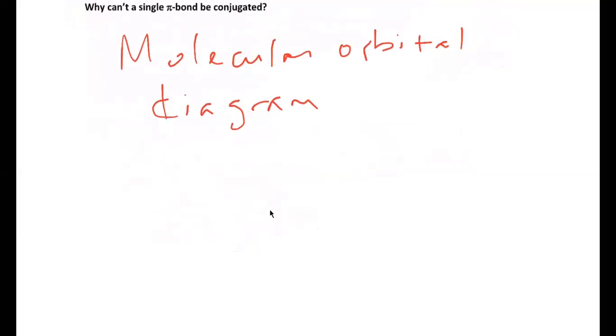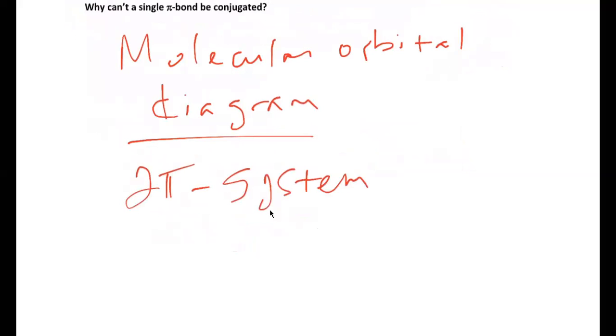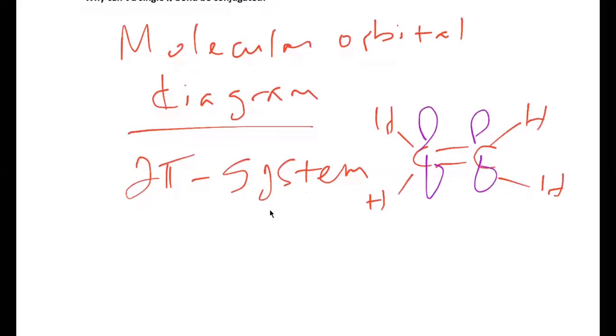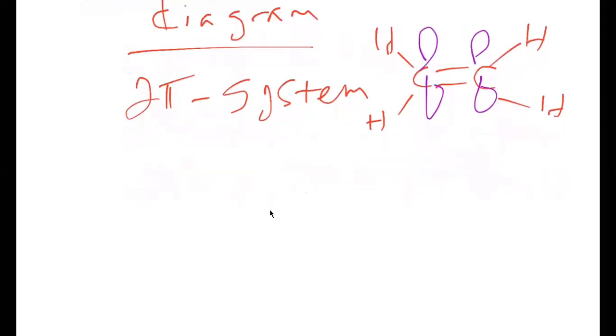And so if we just took a simple 2-pi system, it's not conjugated. You can't conjugate unless you have at least 2 pi bonds. But if you take a 2-pi system like ethylene, the p orbitals on ethylene are here. So I got 2 atomic p orbitals. So I should be able to generate 2 molecular orbitals. So I would just draw them like so, right here.